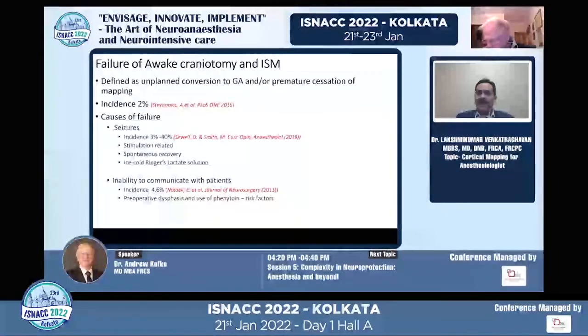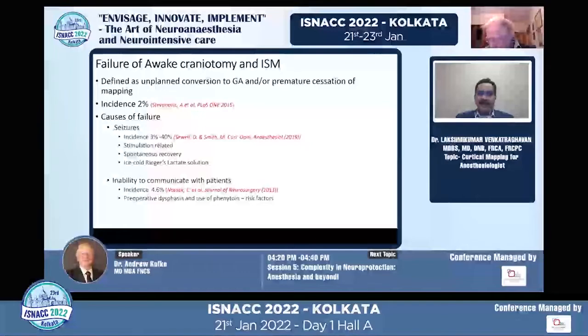That's why monitoring the after-discharges may pick up the seizure early, and most of the seizures recover spontaneously. Using ice-cold saline or Ringer's lactate solution seems to work very well, and most of the time you don't need any pharmacological agents at all. The point I was trying to stress here again is that monitoring the after-discharges using electrocorticography along with mapping can reduce the incidence of seizures by early detection of subclinical seizures. The second important cause of failure is the inability to communicate with the patients.